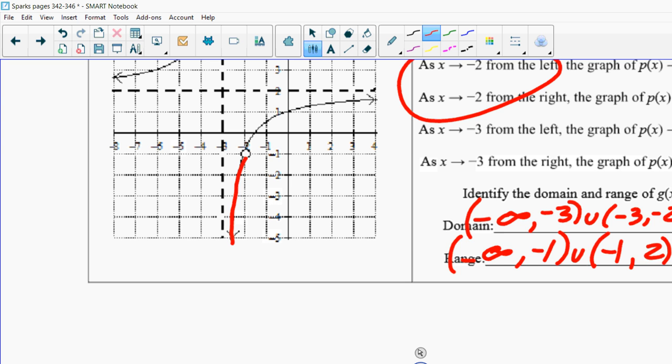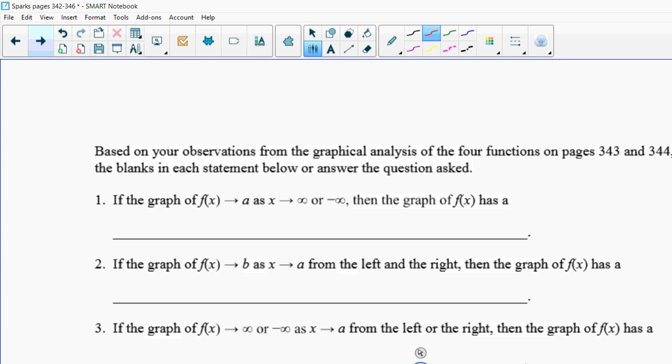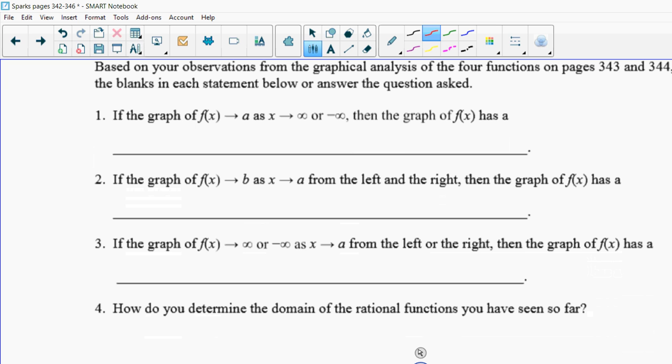Last page. Now what the last page is, at least for the top half, is just a summary. What have we just figured out? I've already talked you through it. Based on your observations from what we just did, fill in the blanks or answer the question.